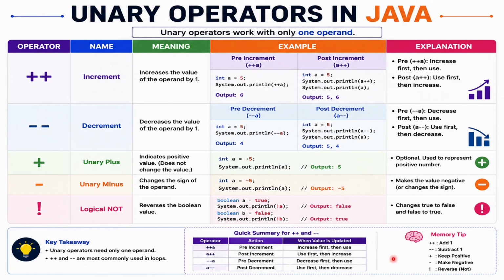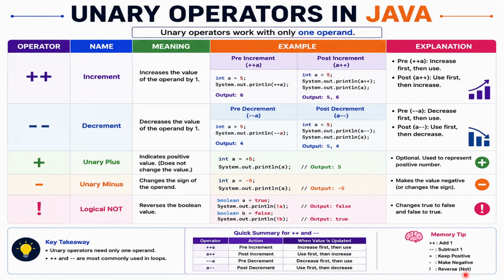So simple memory trick is, if you have increment operator, just add 1. If you have decrement operator, just subtract 1. If you have unary plus operator, just keep the positive value. If you have unary minus operator, just make it negative. And if you have not operator, then just reverse the value.